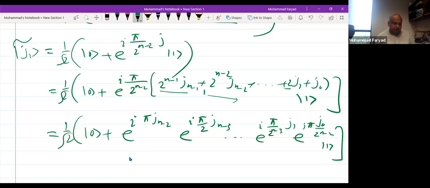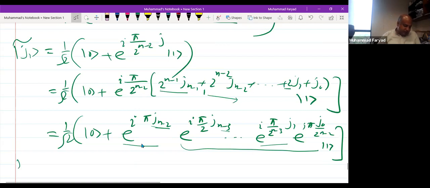So now we have a Hadamard with respect to jn minus 2, but then all of these are controlled phase gates. So this is a phase gate pi by 2 controlled by jn minus 3. The next is a phase gate with phase pi by 4 and so on. So this is a gate pi over 2 power n minus 3 phase controlled by j1, and the last gate is pi over 2 power n minus 2 controlled by j0.